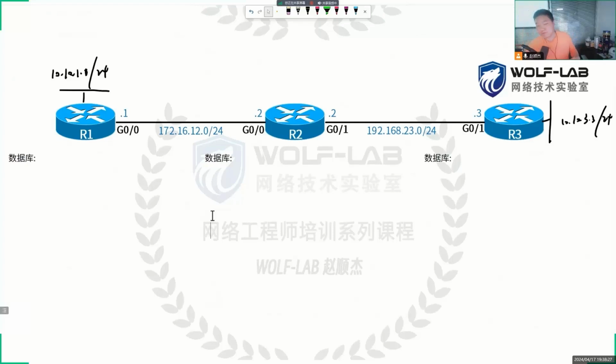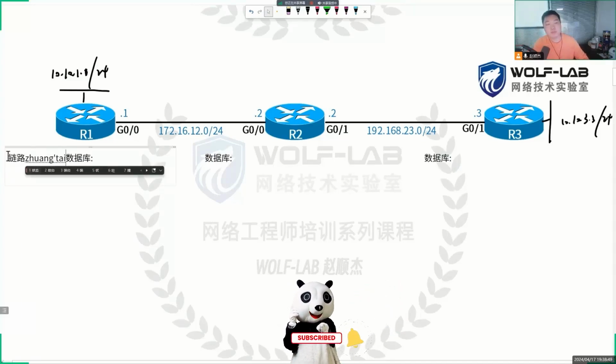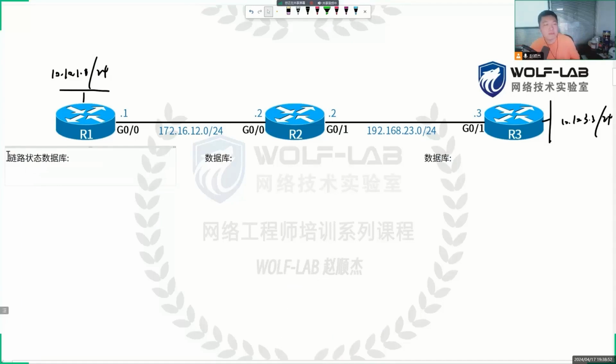Okay, that's how link state routing protocols work. First, they also have a database. Every router running a link state dynamic routing protocol has its own database inside, called a link state database. It's better to say it in English, easier to write. What can it be abbreviated to? Called LSDB, okay? We write LSDB in uppercase. Link state database, LSDB.